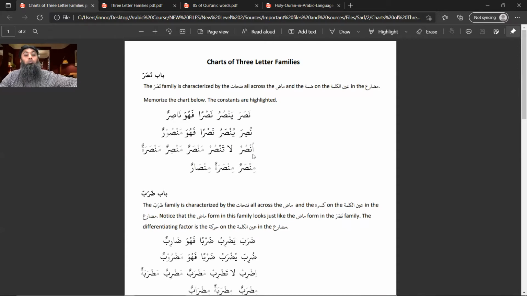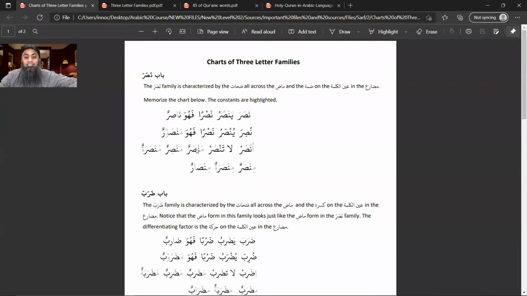And then Unsur, fail Amr, member number 8. La Tansur, fail Nahi, member number 9. Mansarun, Ism Zarf. Sister, Zarf means time and place of happening of the action. Okay, sister? So 1, 2, 3, 4, 5, 6, 7, 8, 9, 10. These 10 members are compulsory, right, sister?